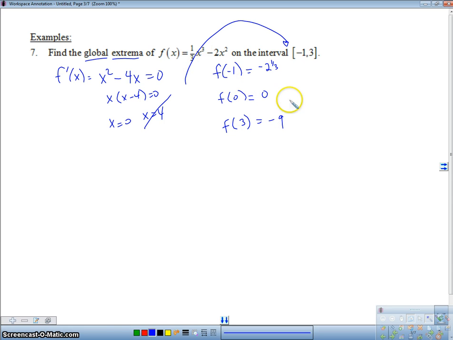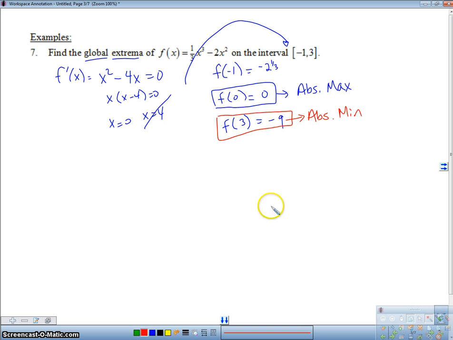So what does that tell us? The biggest value out of these 3 is this one, so this is going to be our absolute max. The smallest value is this one, so this right here is our absolute min. And that's all we do. But it's very important that when you show this work, you show your derivative to find your critical numbers, and then you show the values that you get when you plug in each of the endpoints and your critical number. This is the candidate test.